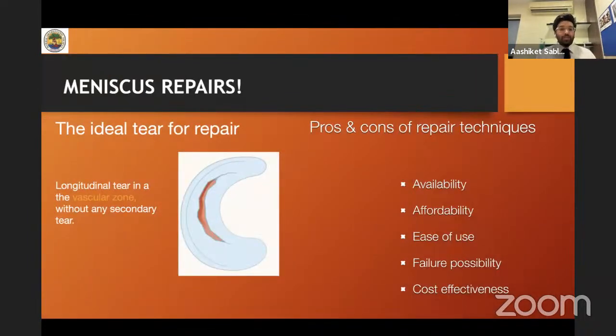But the ideal tear for a repair would be a longitudinal tear in the vascular red-red or red-white zone without any secondary tear, and a white-white zone should never be repaired. White-white zone tear should never be repaired.